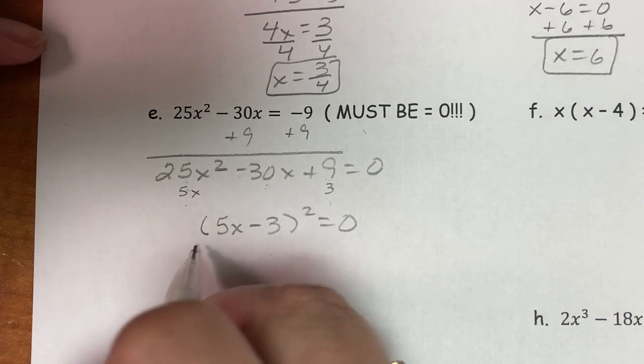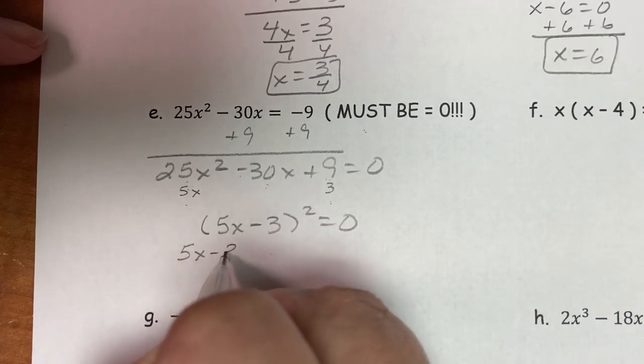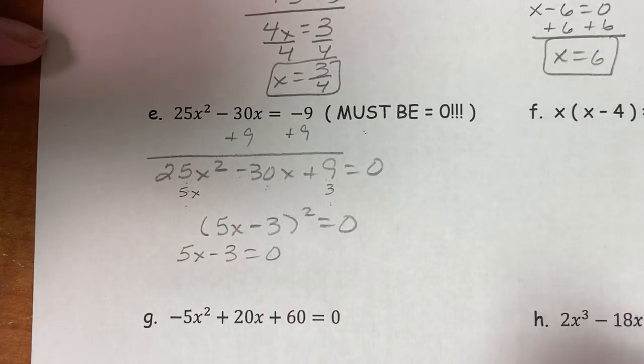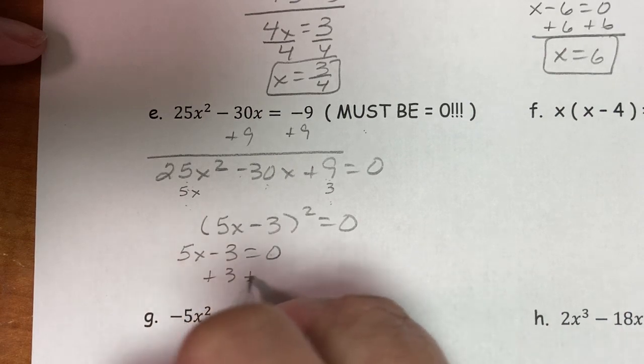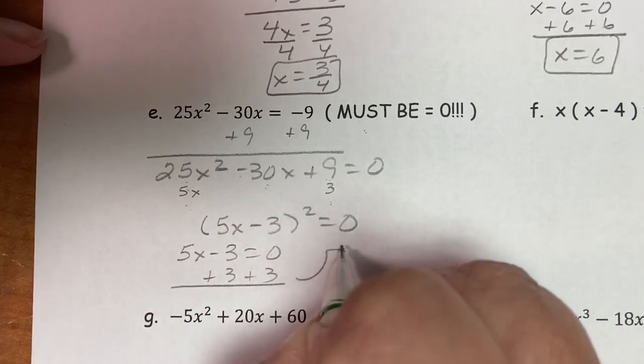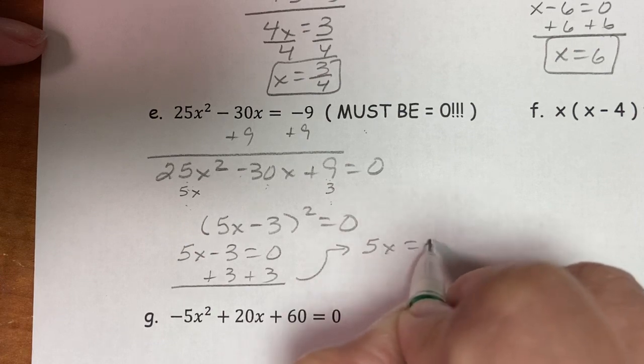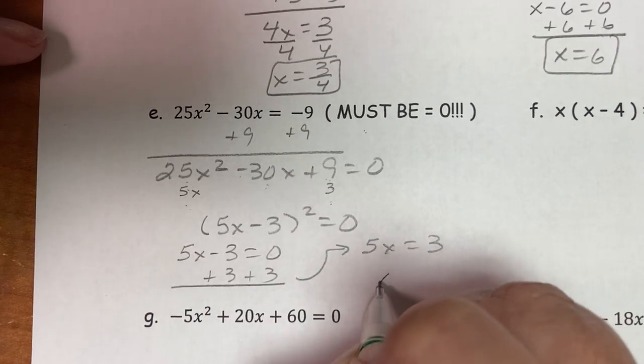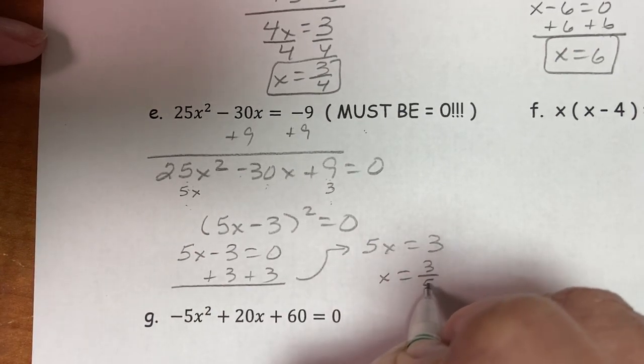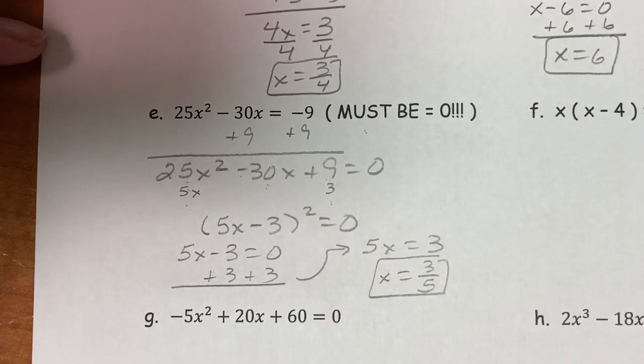So now, if I take my one factor that I have and set it equal to 0, I'd add 3. I have to go over here, and I'd get 5x equals 3. And then dividing both sides by 5, I get an answer of 3/5.